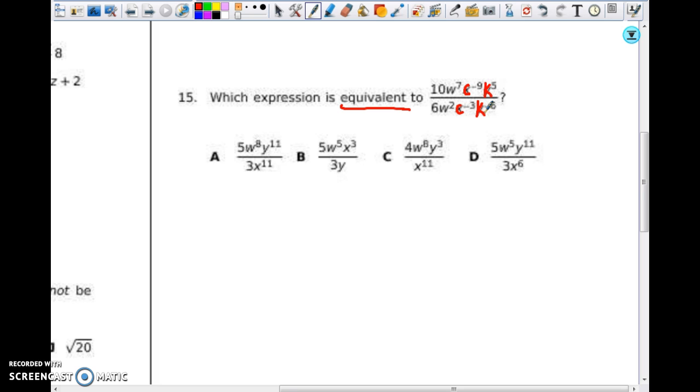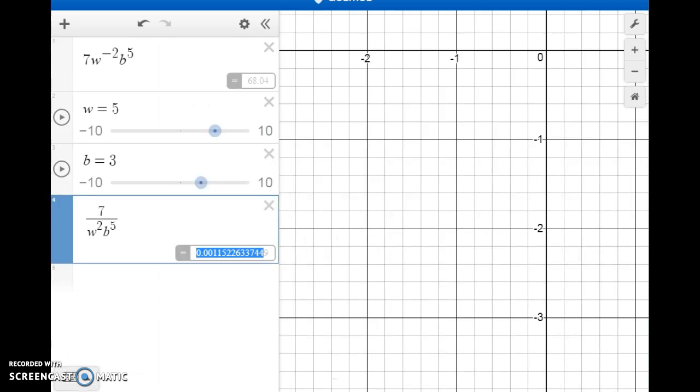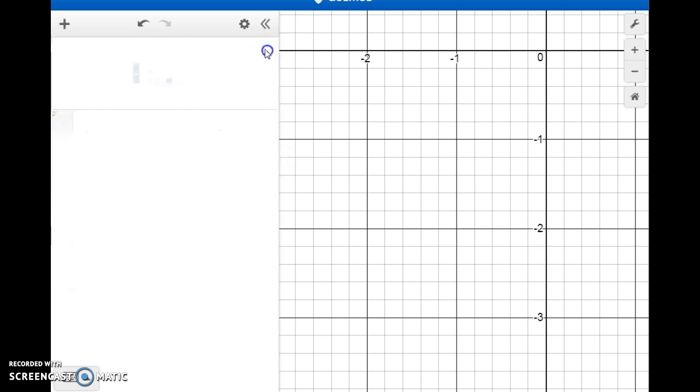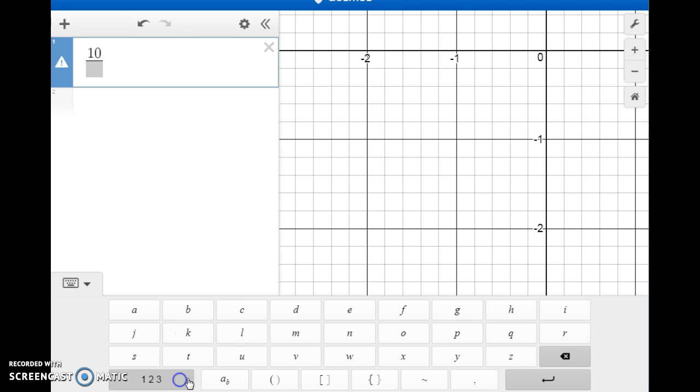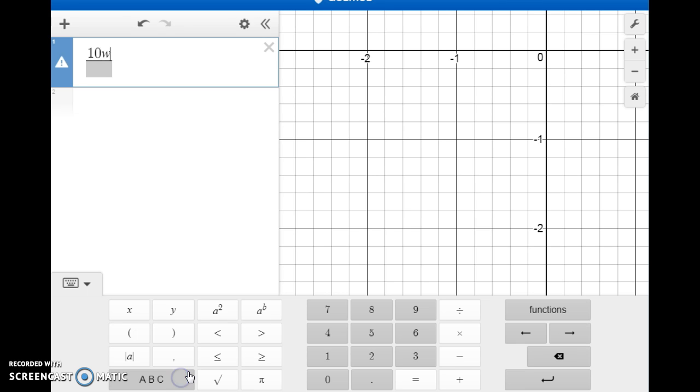You'll plug all of that in. It is going to be a lot to type in, but I'll show you. If you add your division sign first, then you can just type directly at the top. We got 10W to the power of 7. And then we didn't use X, we used C to the power of -9. And then we didn't use Y, we used K.